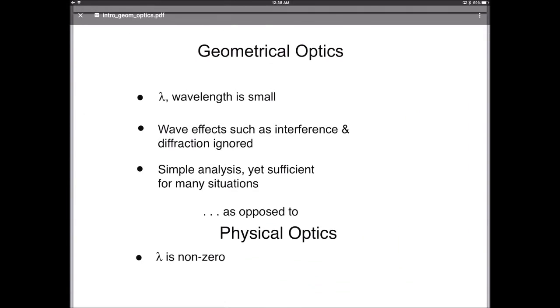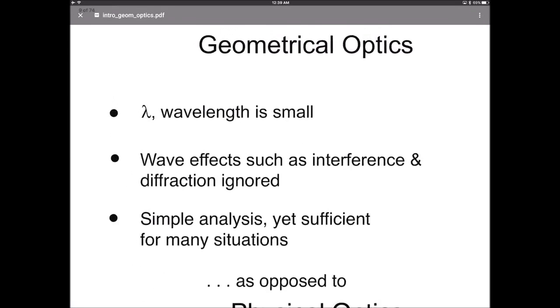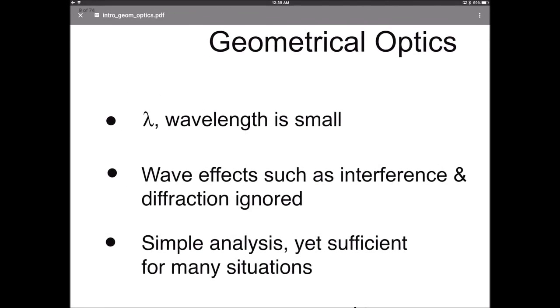So going forward, we will analyze optical systems by using approximations of geometrical optics. In order to do that, we make a few assumptions. One is that the wavelength lambda of the light is very small compared to the optical systems that we will be analyzing. So what do I mean by this?